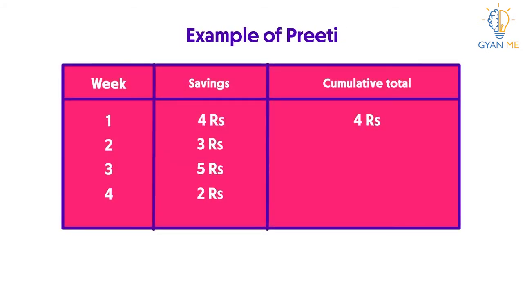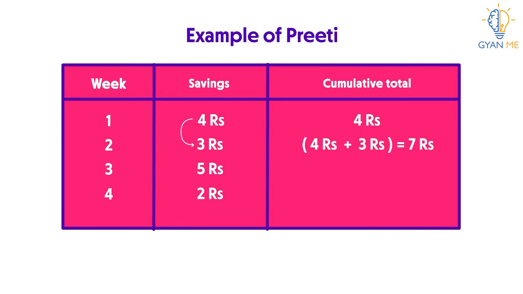Look at the example of Preeti. Observe that in the first week, Preeti has 4 rupees as her savings. In the second week, she has 3 rupees as her savings. In the third week, she has 5 rupees. And in the fourth week, she has 2 rupees as her savings. Now if I ask you, at the end of the second week, what is the saving amount with Preeti?